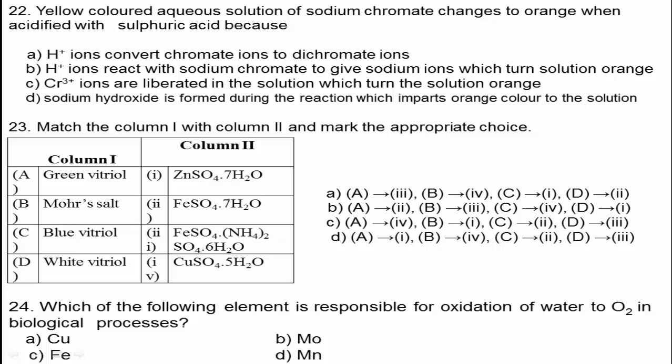Students, water oxidation is catalyzed by a manganese containing cofactor contained in photosystem, known as the oxygen evolving complex. Manganese is an important cofactor, and calcium and chloride are also required for the reaction to occur. Therefore, the correct answer for this question is option D. D means manganese is the right answer.